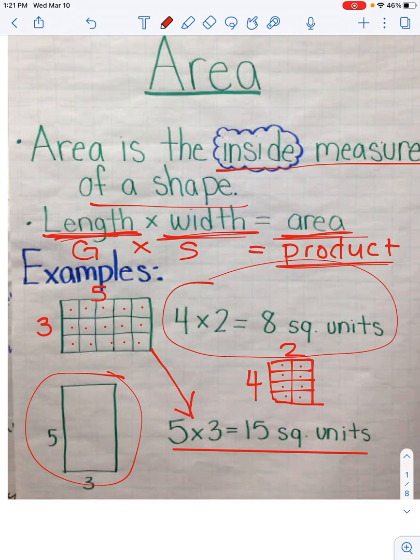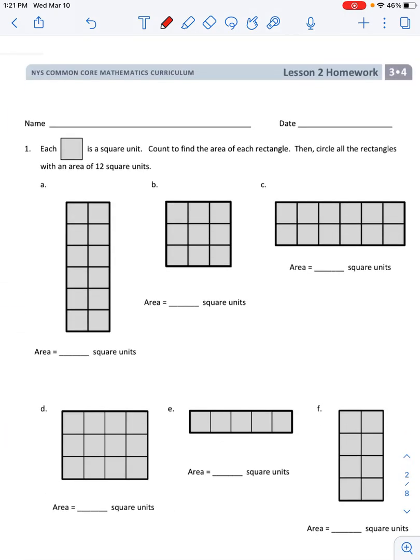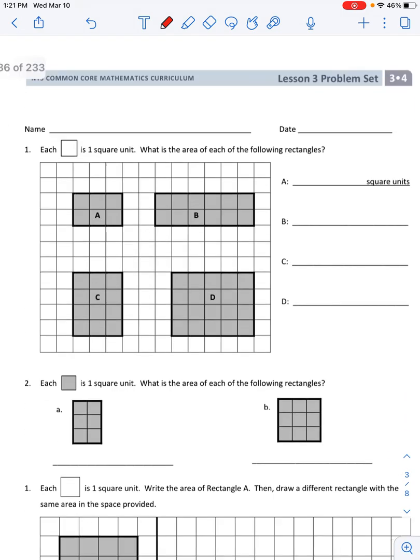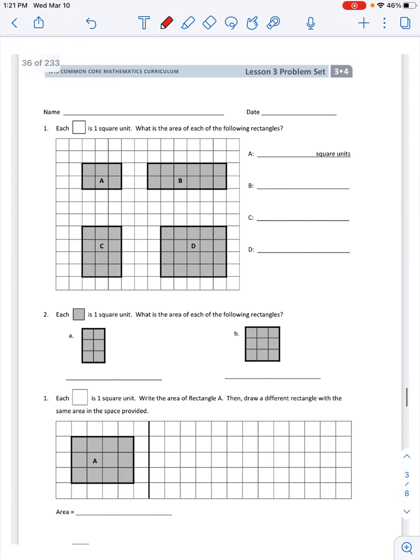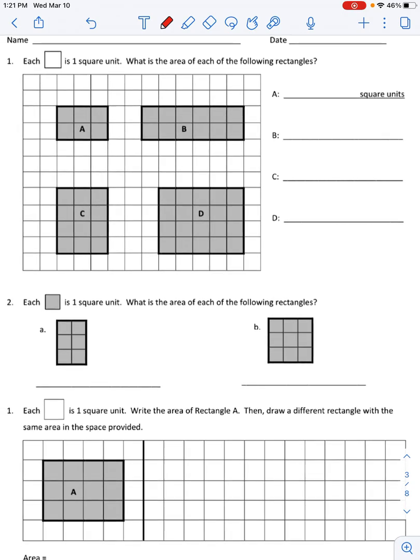All right, let's go ahead and look at the problem set for today's lesson. So here is the, oh, this isn't the problem set. This is the problem set. All right, so here is the problem set. It's going to look a lot like your homework today, so I want to go through this together. So in today's problem set, it says each square is 1 square unit. So that's what it's worth. What is the area of each of the following rectangles?